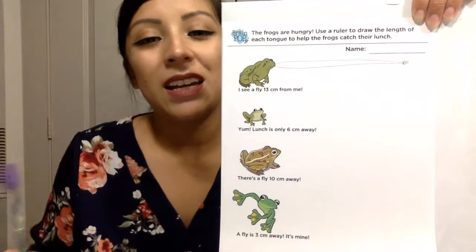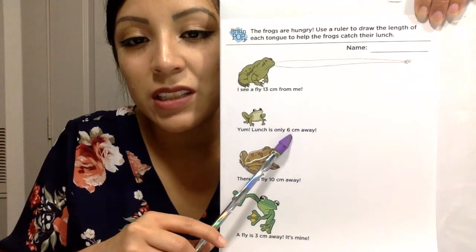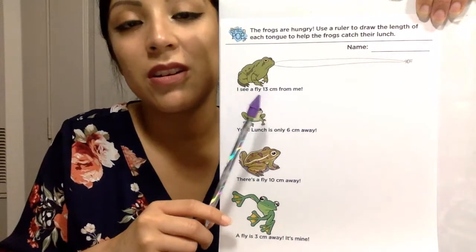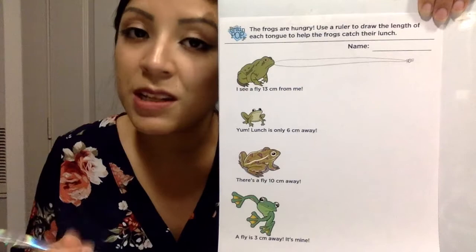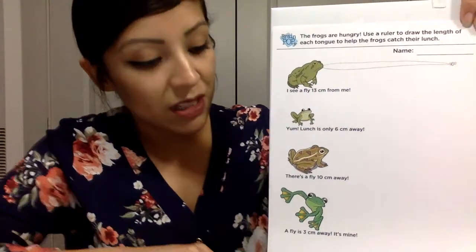Yes, that's right. The second frog's lunch seems like it will be closer because 6 centimeters is going to be less than 13 centimeters. Or at least that's our assumption. Let's go ahead and measure and find out. So since you called up here to volunteer, let's see if you can measure it.